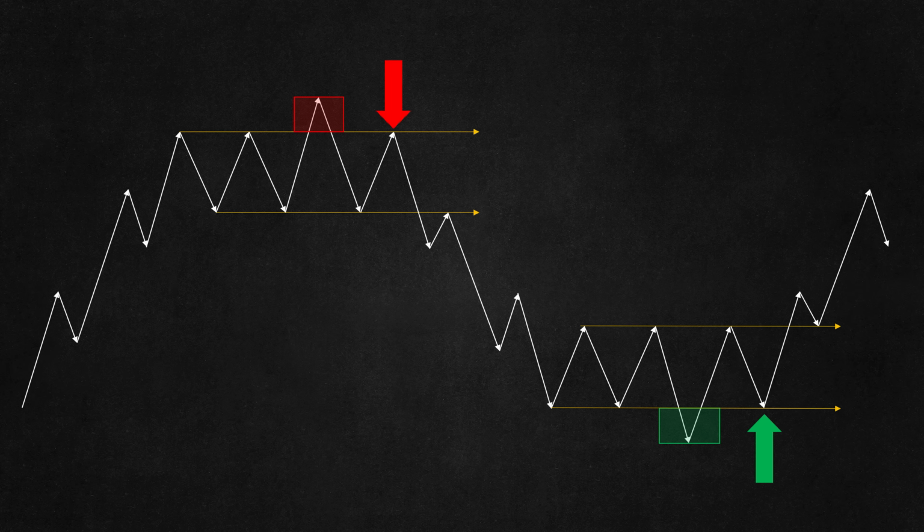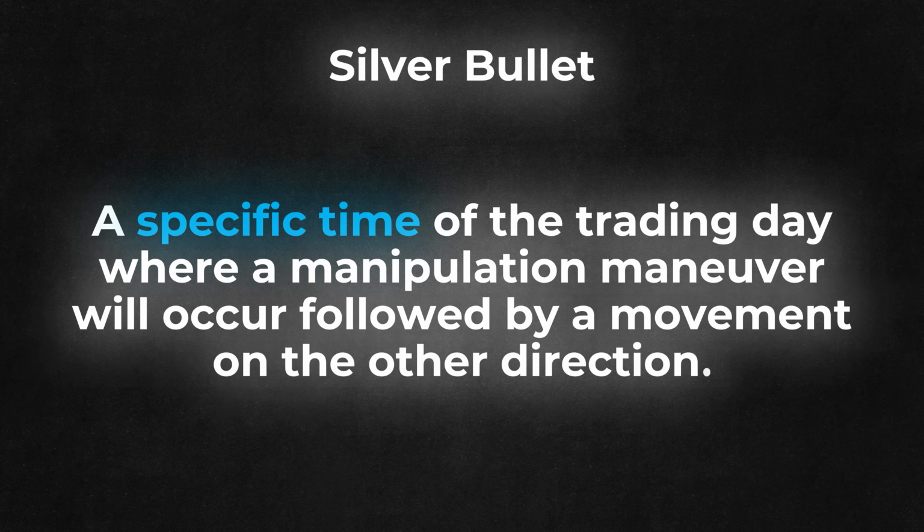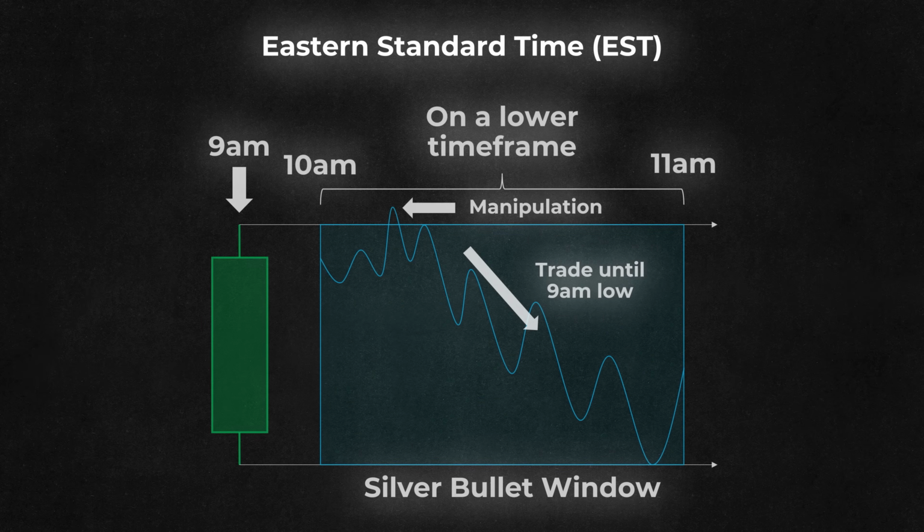Let's now move on to another famous idea called the silver bullet. In the ICT method, the silver bullet refers to a specific time of the trading day where a manipulation maneuver will occur followed by a movement in the other direction. Using EST, the manipulation is set up using the high and low of the 9 a.m. hourly candle.